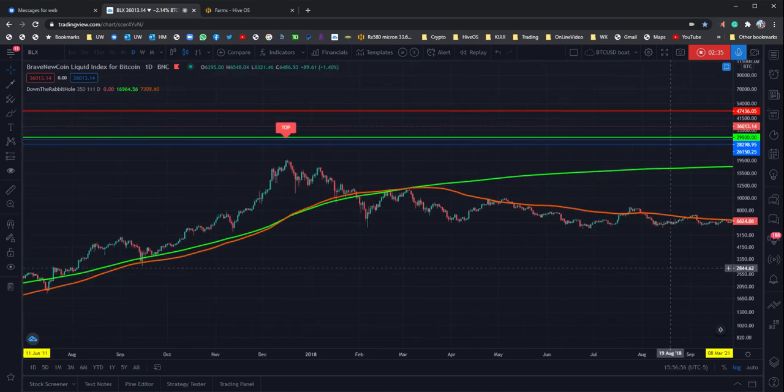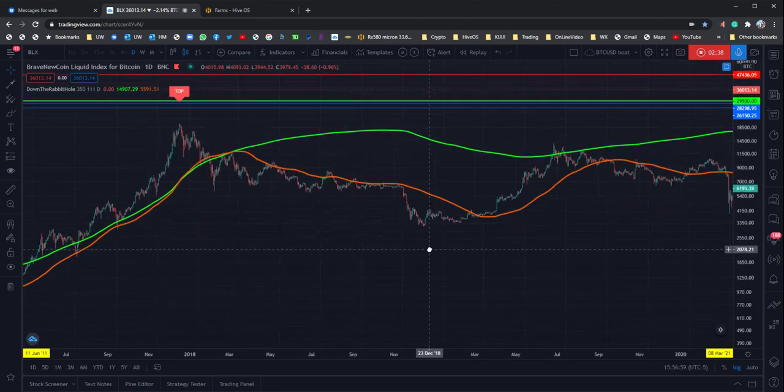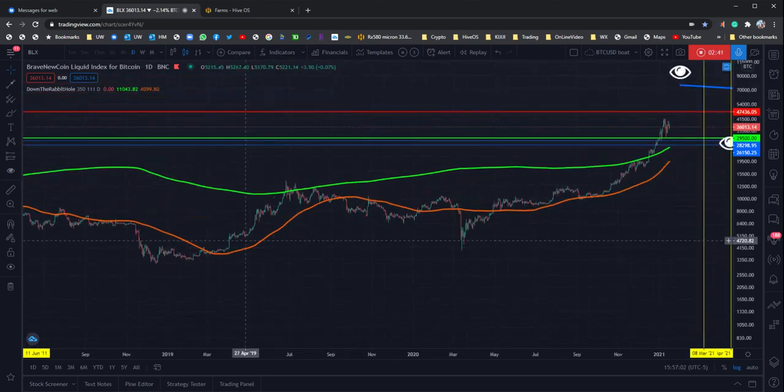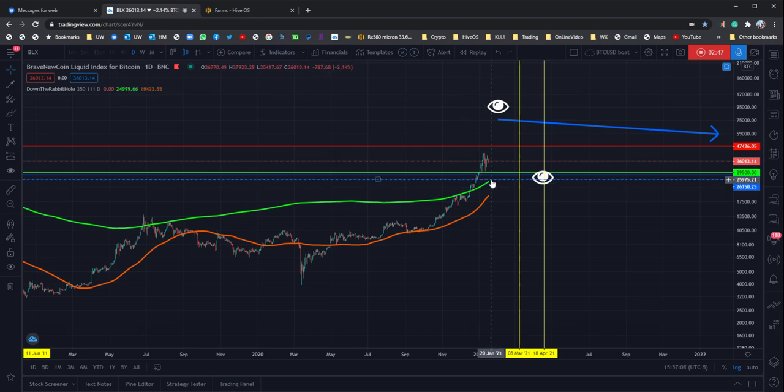2018, right? Then we had this massive drop. There is the false rally indicating the start of the bull run. And now we are very close to the orange crossing over the green again.